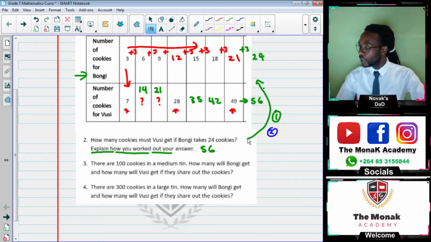Our ratio says, Bongi 3, Vusi 7. Right? Now, we want, remember, this is Bongi and this is Vusi. Alright? So, Bongi 3, Vusi 7. Right? So now we are told that Bongi gets 24. So here, he gets 24. So how much must Vusi get? So we know our ratio is 3:7. So from 3 to end up being 24, how much did we multiply our 3?